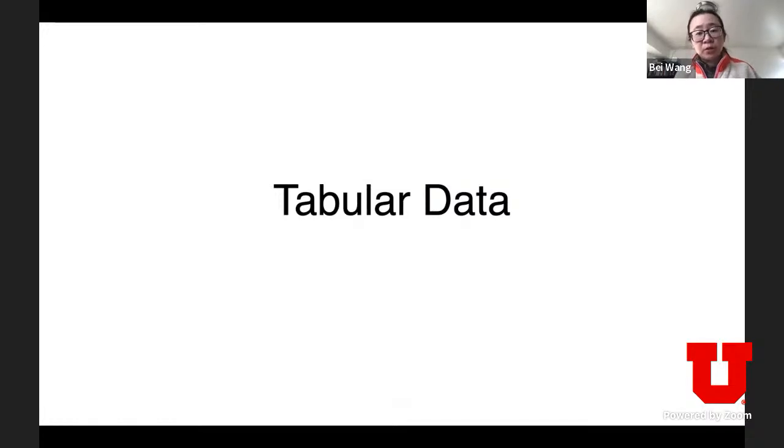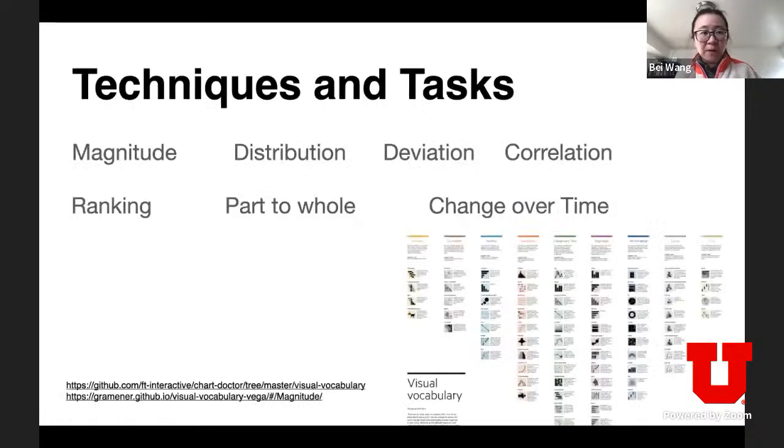And then there's finally tabular data. When you're thinking about visualizing tabular data, which is actually a lot of data, there's a particular survey that talks about how the visual vocabulary changes over time. But when you think about a tabular data set, you need to think about magnitude, distribution, deviation, correlation, ranking, and then time-varying scenarios.